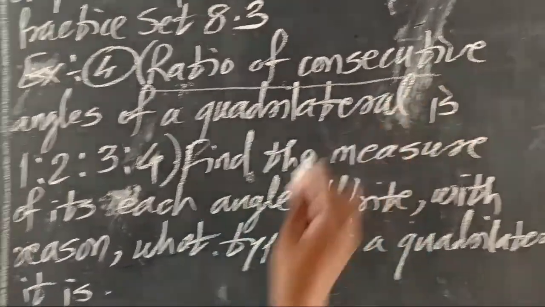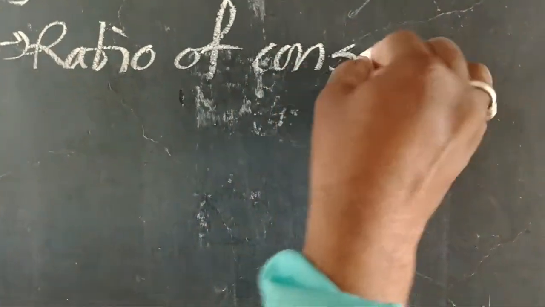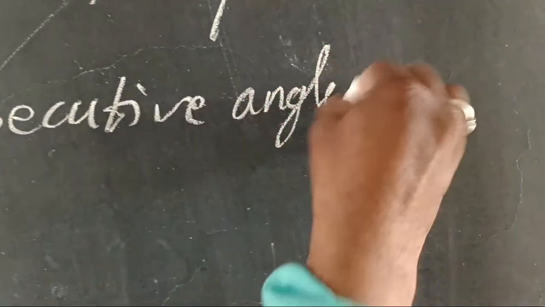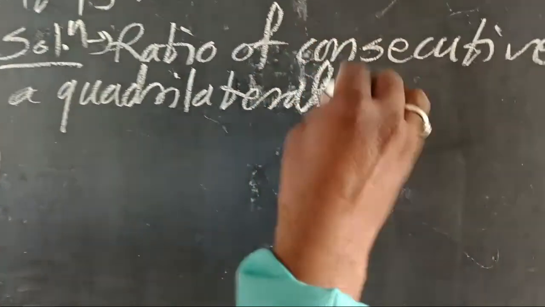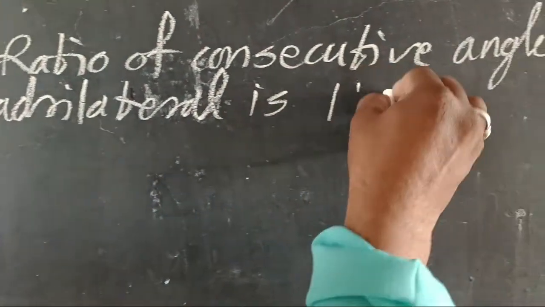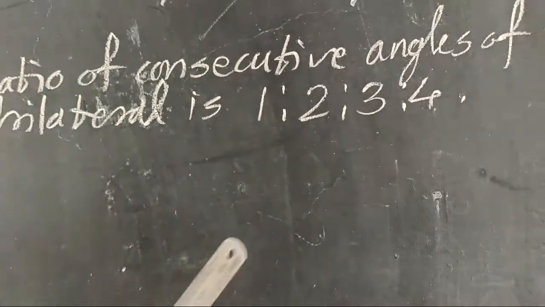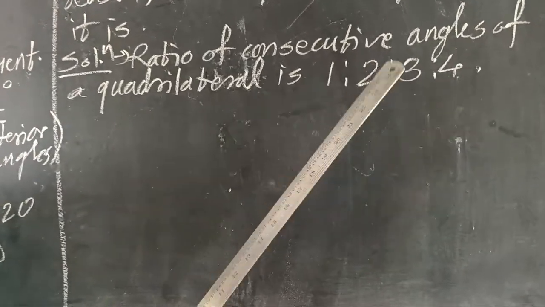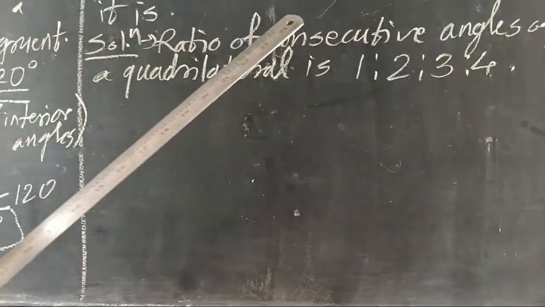Ratio of consecutive angles of a quadrilateral is 1:2, 2:3, 3:4. What is the reading? 1:2, 2:3, 3:4. This is the reading of ratio.